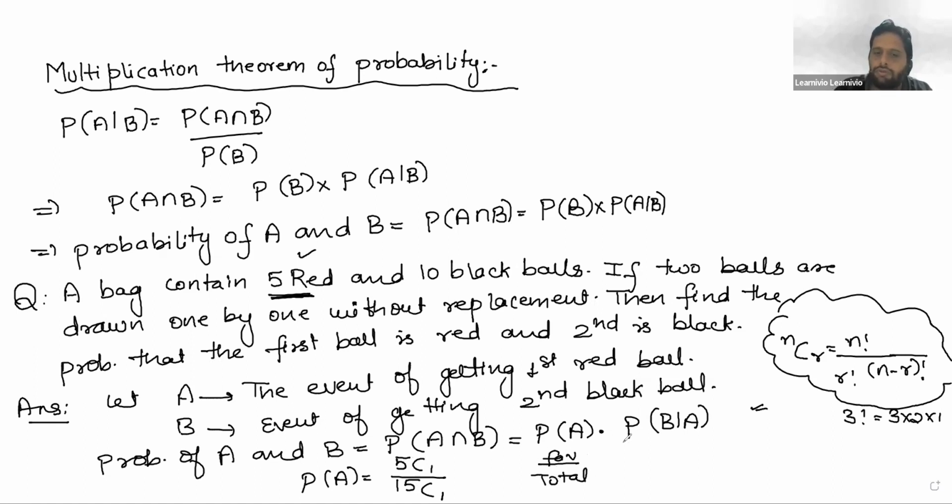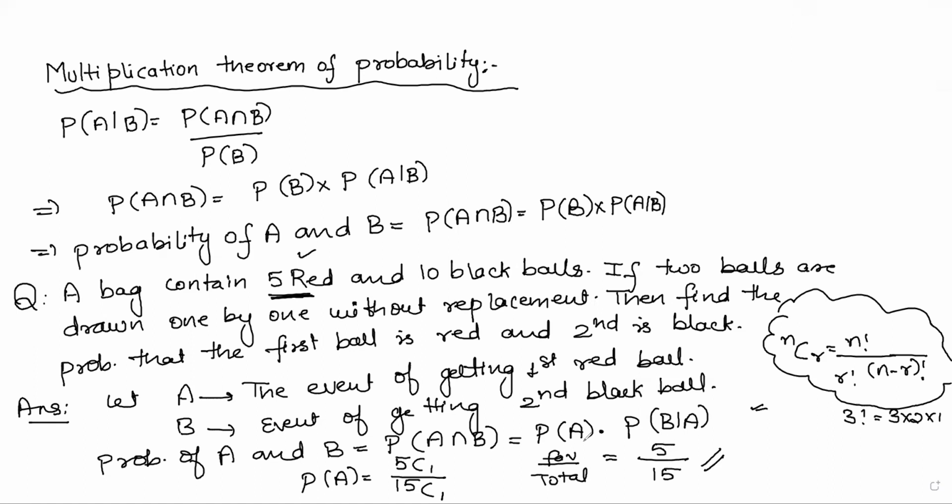If you will solve this question directly, what you will do? You have 5 red balls and total you have 15. So you will write 5 by 15. Is it fine, Nabil? If you solve this directly, you are finding the probability of getting the first red ball, then this will be 5 by 15. Normally you do like this only, favorable by total.